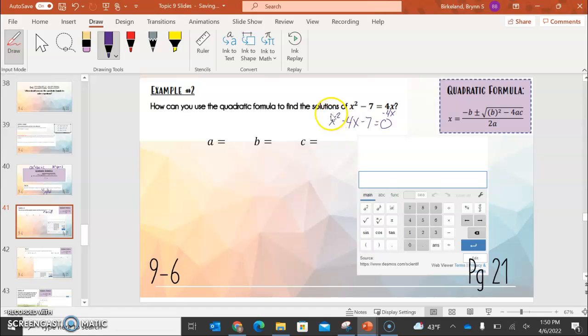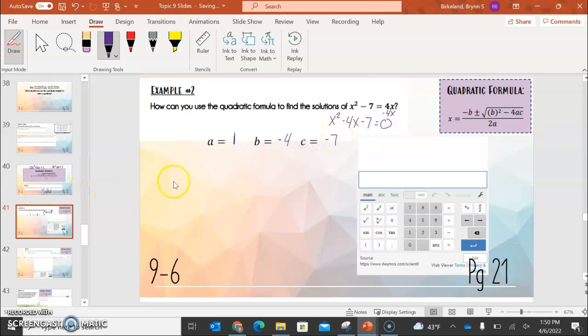Our a value is the number in front of x squared. In this case, it's a 1. Even though we don't see a number, it's assumed to be a 1 x squared. Our b is the negative 4. Don't forget the sign that goes with it, as the value in front of the x is a negative 4. And then c is negative 7.